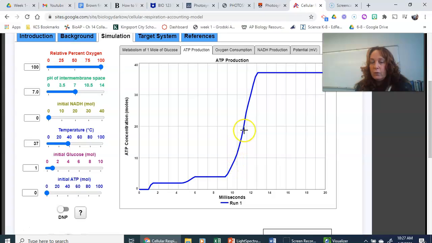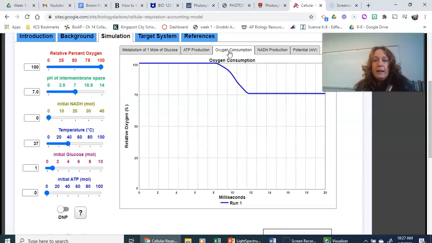And then you very quickly create around 34-ish ATP, 36-ish, I guess, on here total, and then it stays constant because that's all you can get from 1 mole of glucose. So think about where you are in cellular respiration for each one of these pieces. That's the kind of question I'm going to ask you.